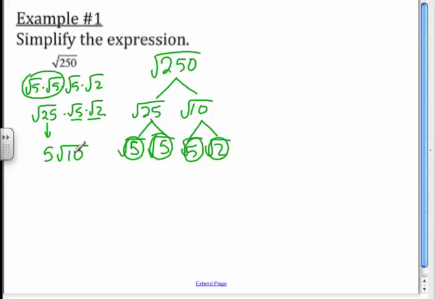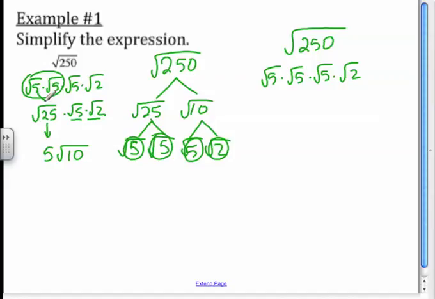Okay? Now, I want us to do this again. I'm just going to rewrite it over here. Square root of 5 times square root of 5 times the square root of 5 times the square root of 2. Okay, that's what the square root of 250 breaks down to. Now, I showed you why this worked, right? The square root of 5 times the square root of 5 is equal to the square root of 25.